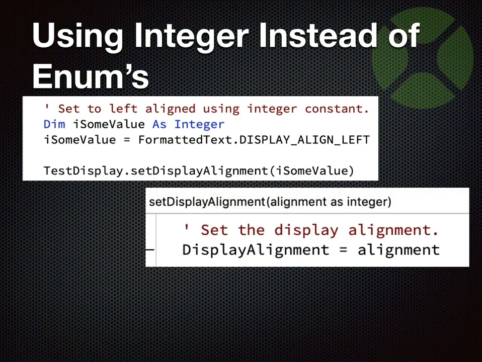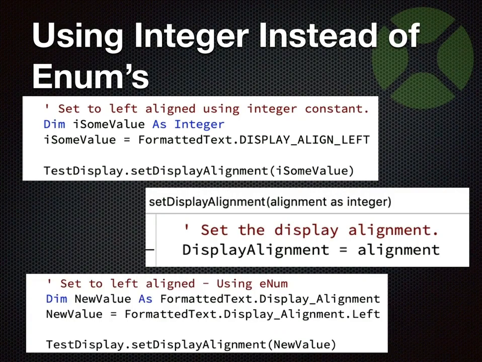What happens if it's 3? There's no checking there, and the compiler doesn't help me at all. However, if you change this to an enum, I can say that new value is of type formatted text dot display alignment. Then when I set that in there, if I try to put an integer in there, the compiler will go, no, that's wrong. It's going to give me a compile error.